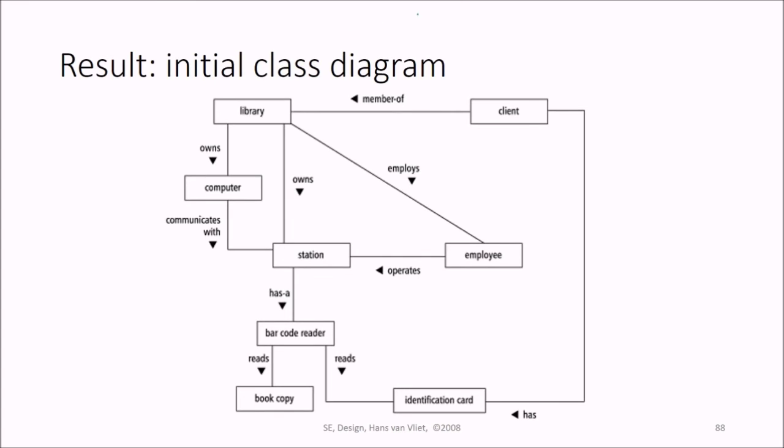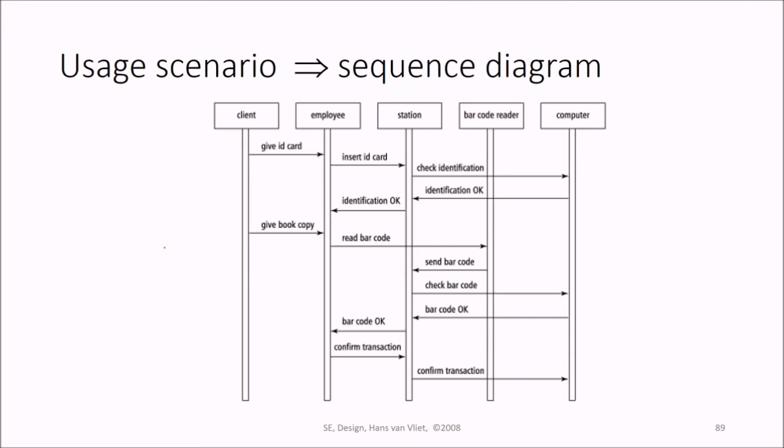So this is the result. We have an initial class diagram right now. This is library, client, member of, owns. Just what the client has said, the problem statement was recorded. Just by finding the nouns and the verbs, we have formulated, by rational thinking and eliminating some redundancy, a very initial class diagram, a beautiful class diagram.